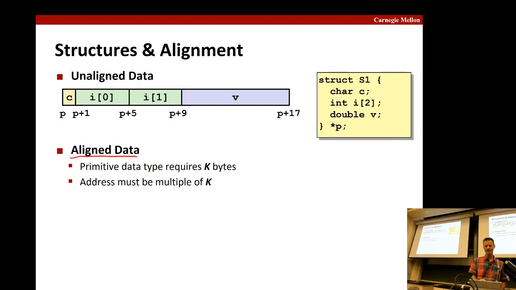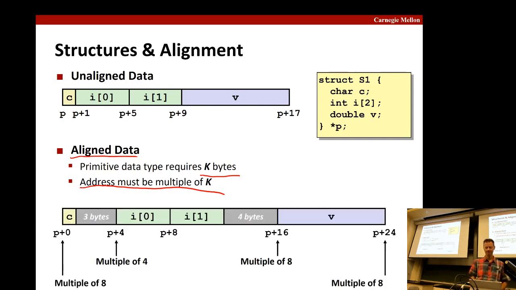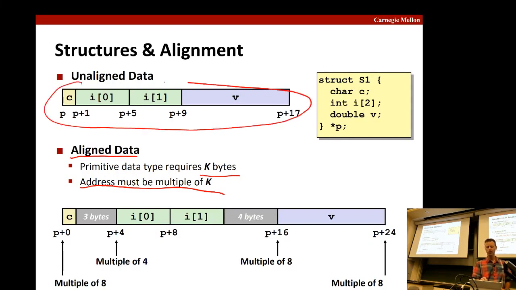So in aligned data, if you have a primitive data type that requires k bytes, then the address in which it sits must be a multiple of k. Here's an example. This is what it would look like if it was unaligned, if you just plopped them all down. That would be illegal assembly code, right? The proper assembly code looks like this.